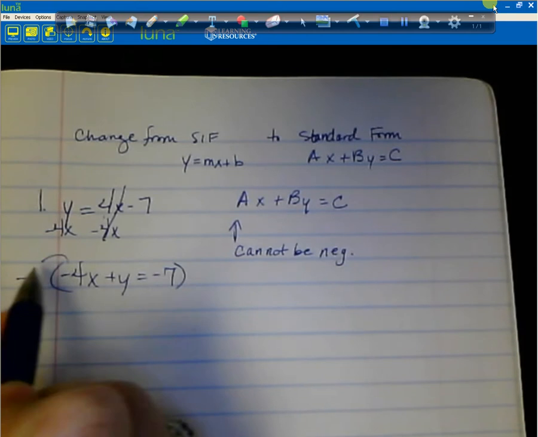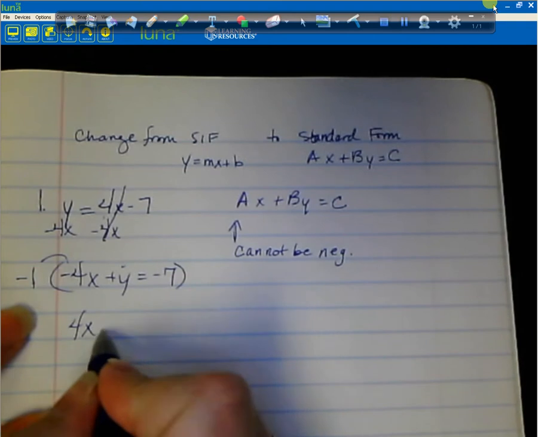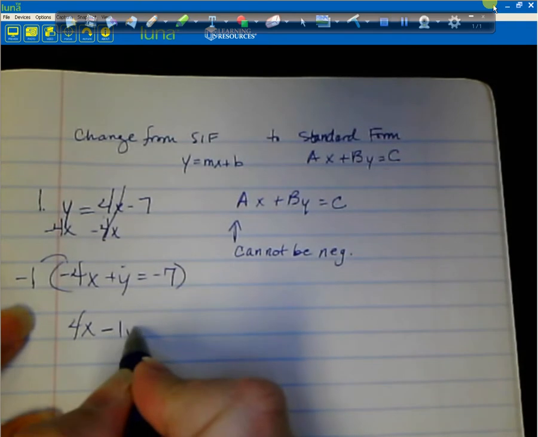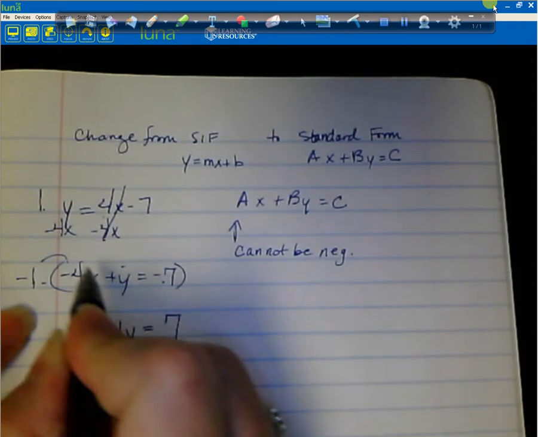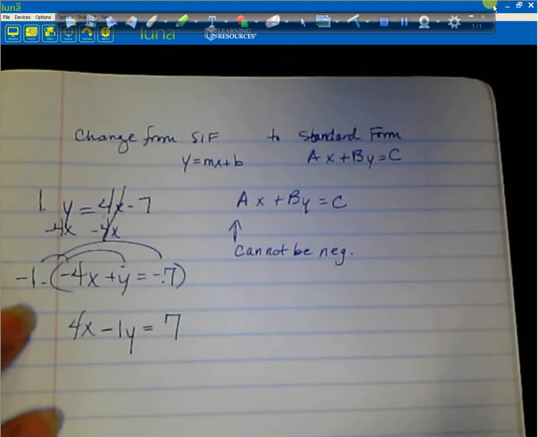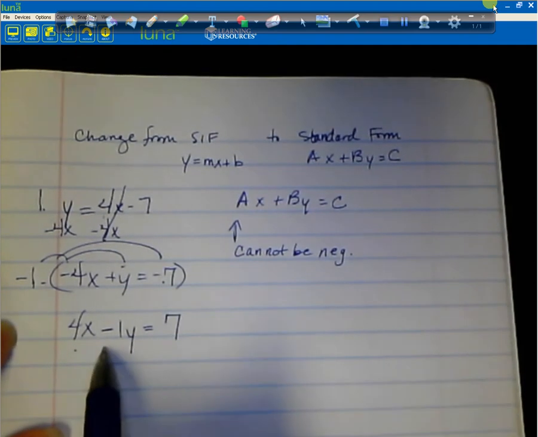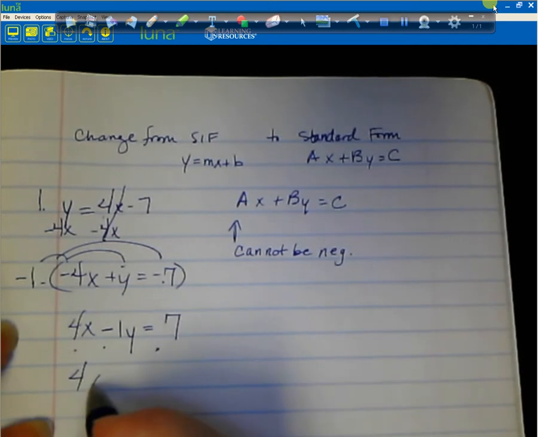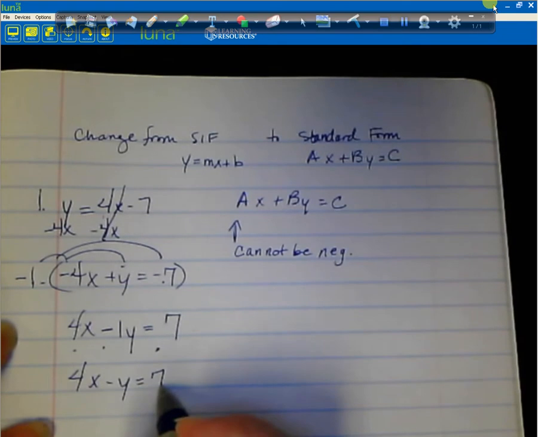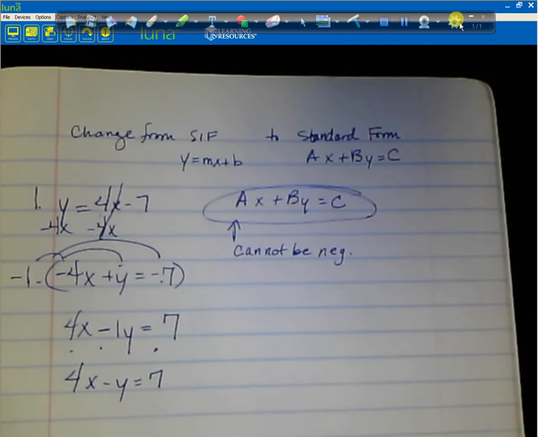The negative 1 goes to the negative 4, making it positive 4x. The negative 1 goes to the y, making it negative 1y. The negative 1 goes to the negative 7, making it positive 7. So it changes the sign of everything inside the parentheses. Again, giving me 4x minus 1y equals 7. Same thing as saying 4x minus y equals 7, and this is in standard form, ax plus by equals c. Make sure you have all of that down before you move on.